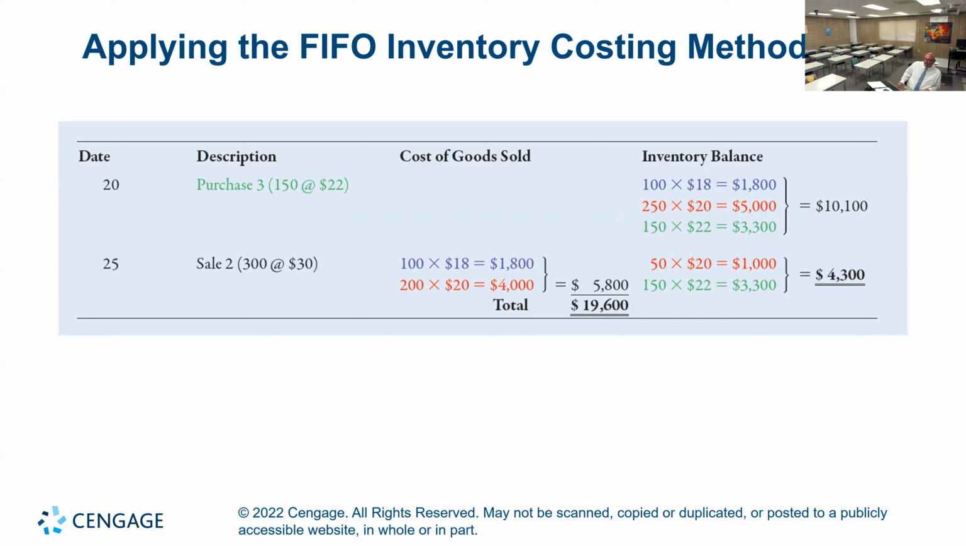Or you can go through and calculate what your balance is at each point in time. Depending on what the question's asking for, maybe it's asking for a specific point in time. What is the inventory balance as of April 21st? Then you'd have to go in and do all these calculations and you would find out it was that.